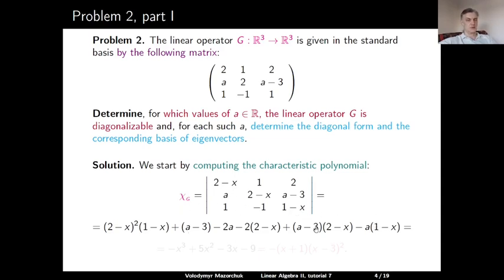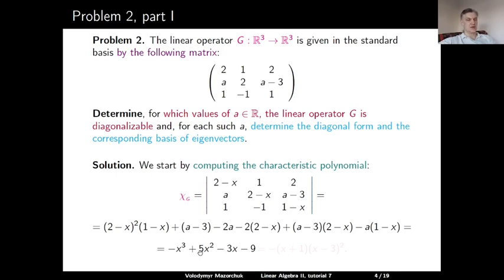So when one computes all this expression, one gets -x^3 + 5x^2 - 3x - 9. If this is to have integral roots, they would be plus or minus 1, plus or minus 3, or plus or minus 9. And we can readily see that -1 is a root.